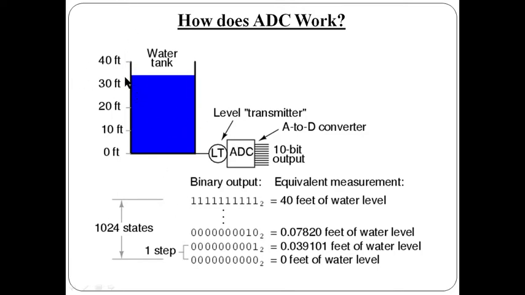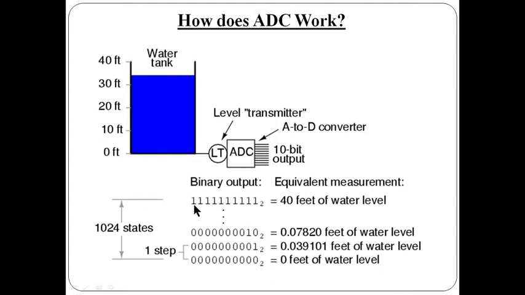So here the water level in this water tank is continuously changing in its magnitude, so we can say that this is the physical phenomenon, or the analog signal, and we are going to convert it into digital form as a 10-bit output. 10-bit output means it has 2 raised to the power n, that is 2 raised to the power 10 states. So the 0 to 40 feet range is divided into 1024 states, and each state has a binary value in the form of 0 and 1.